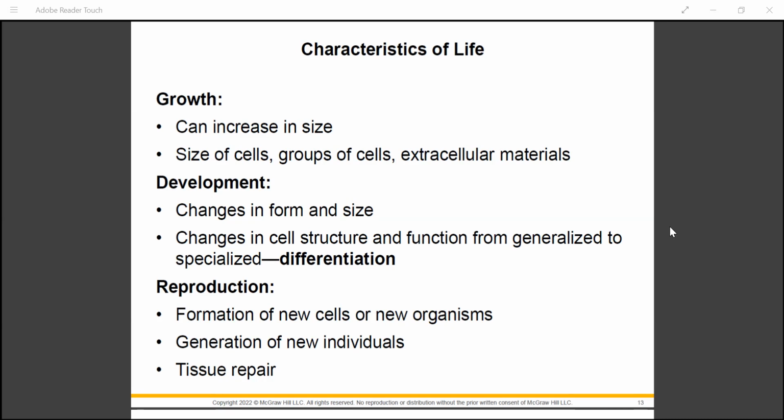Our last characteristic of life is reproduction. This means that an organism needs to be able to form new cells or new organisms completely. This allows us to generate new individuals, of course, to prevent extinction. But this also allows us on a smaller cellular level to repair our tissues. There are certain tissues in the body, such as certain nerve cells in the brain, that are unable to regenerate or reproduce, and therefore we can't repair them. So in order for a tissue to be able to be repaired, reproduction has to be able to take place.